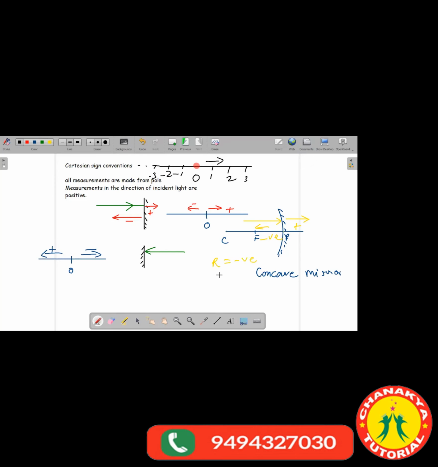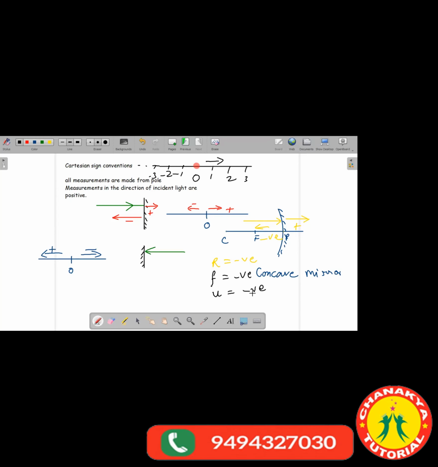We also find here that focal length will be positive or negative? Negative. Focal length will also be negative. What about the object distance? Negative. Here object distance will also be negative since the object is also located in front of the mirror. So object distance measured from the pole will be negative.